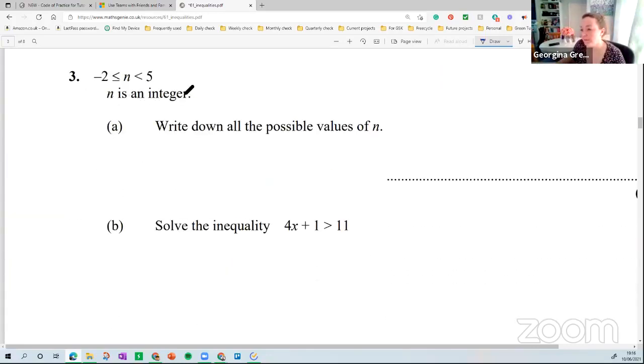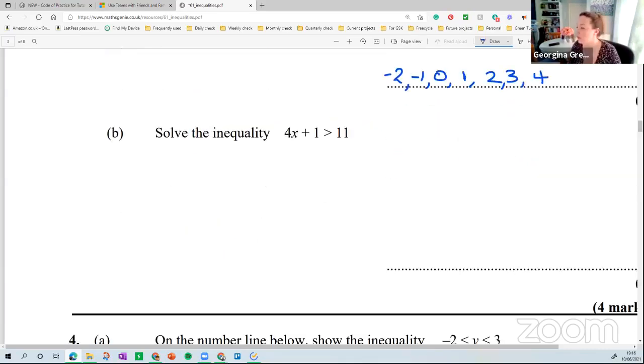N is an integer, so there we are, it's a whole number. Write down all the possible values of n. That's the same question worded slightly differently. So we would start from here because it says that that is included, and then keep going through 0, and then we don't include 5 because that's a less than 5, not an or equal to.